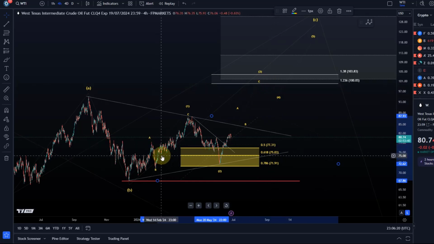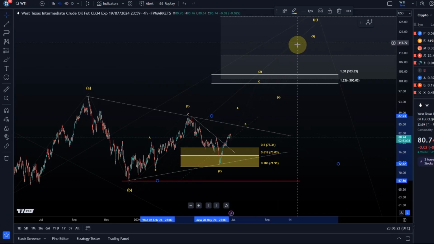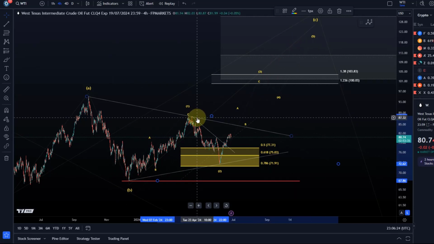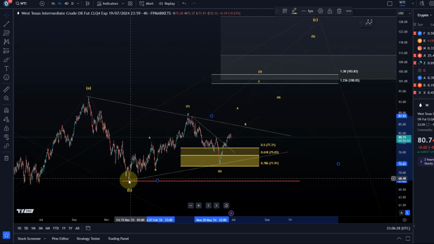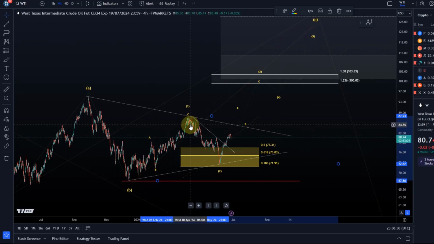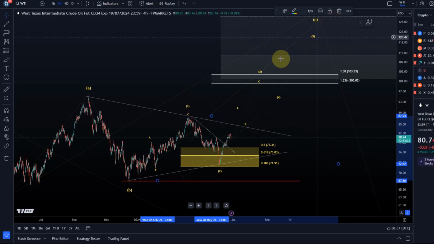So the main problem is that this is not an impulse to the upside. So the wave 1 would be an ABC because the larger C wave could be an ending diagonal. It is an ABC, that's what it is. So I can only consider something bullish if it's part of a C wave, which is an ending diagonal.